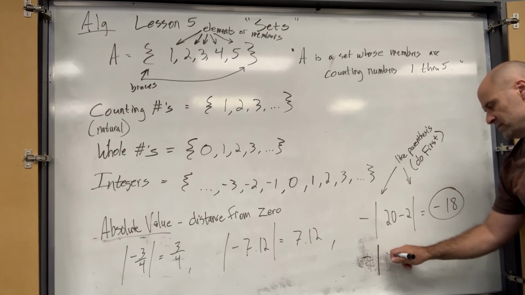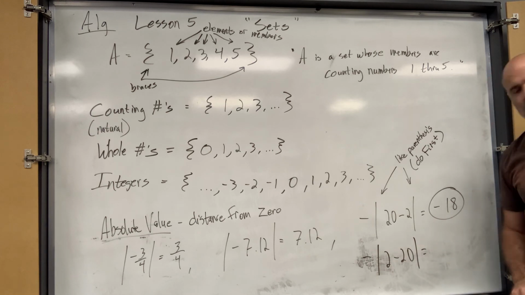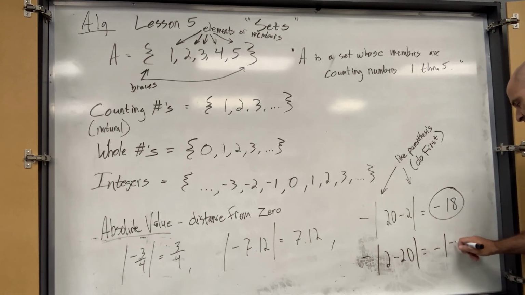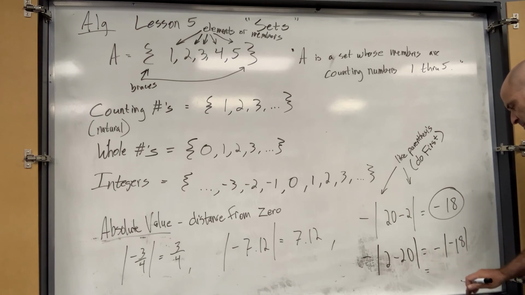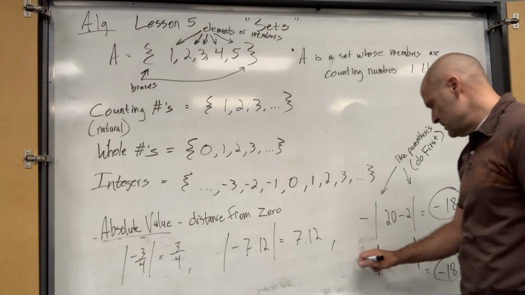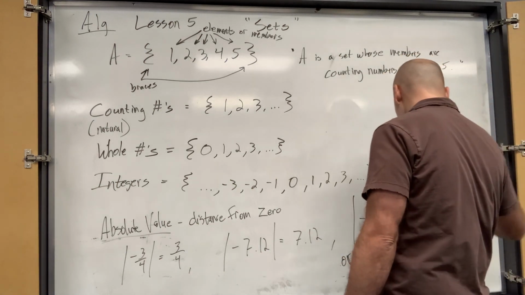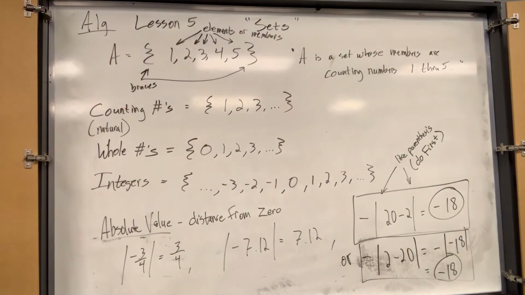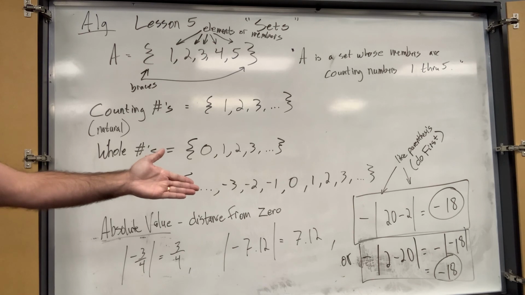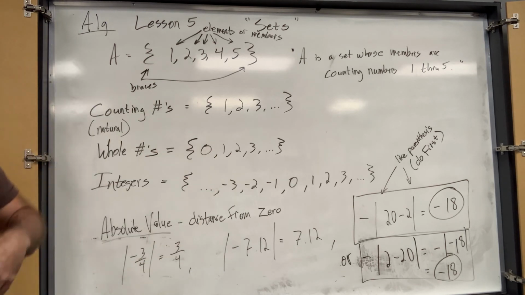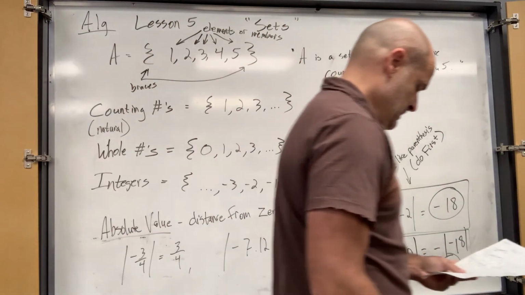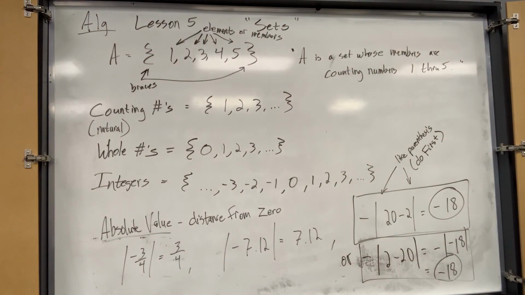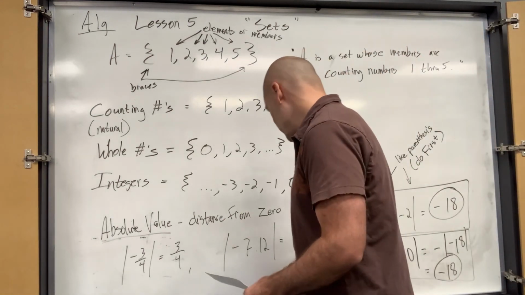So if I do this, negative 2 minus 20, then it's negative absolute value of negative 18. Well, absolute value of negative 18 is 18, so it's just negative 18. So these two have the same answer. Okay, so here's a problem, and here's a problem. They both have the same answer. Okay, so this is the only thing that might confuse you with absolute value, is if there's stuff happening outside the absolute value sign. So far, so good? Okay, there's a little bit more to lesson 5.